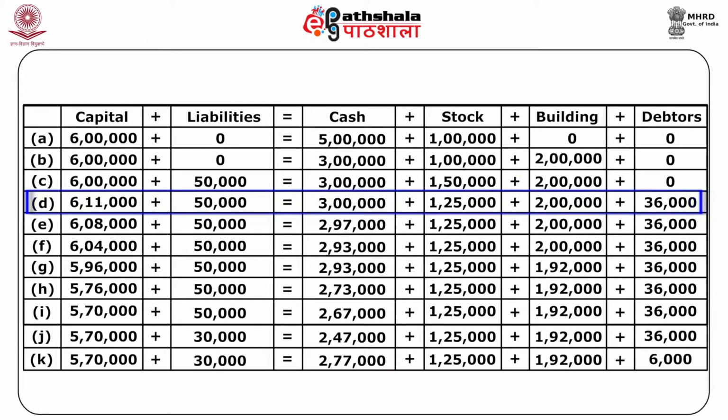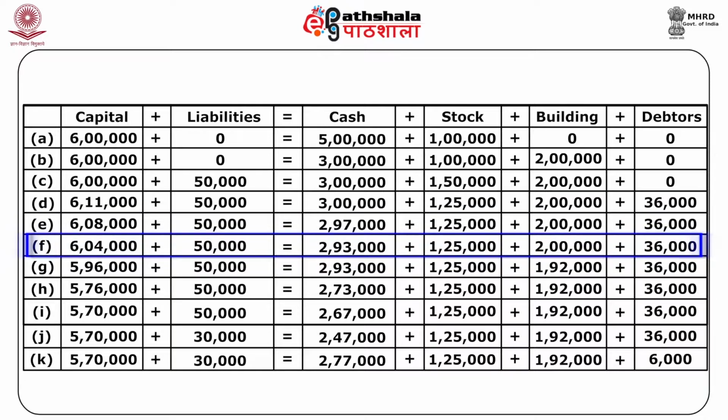6,11,000 capital plus 50,000 liabilities will give 3 lakh of cash plus 1,25,000 of stock plus 2 lakh of building plus 36,000 of debtors. On E part, 6,08,000 of capital plus 50,000 of liabilities will give you 2,97,000 of cash plus 1,25,000 of stock plus 2 lakh of building plus 36,000 of debtors.